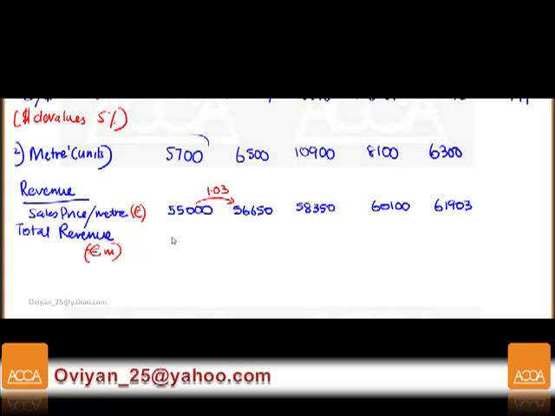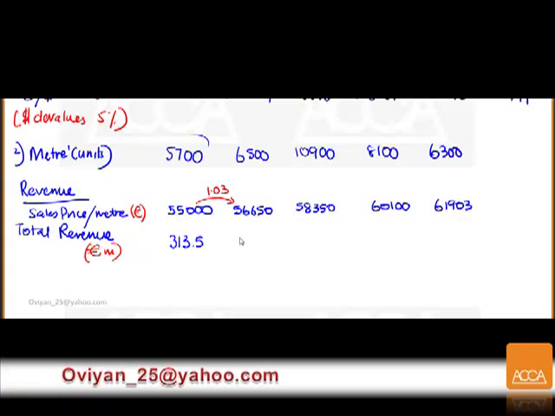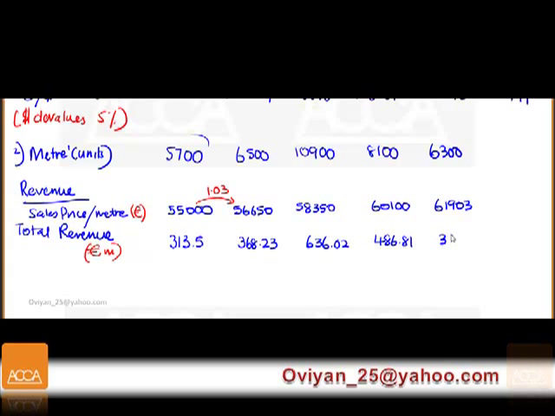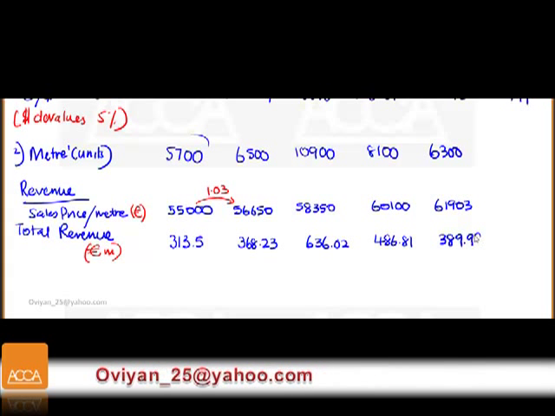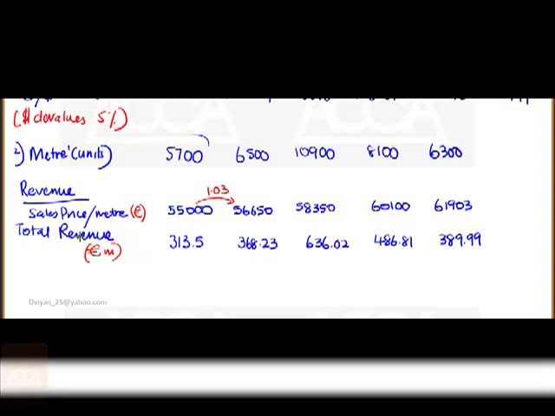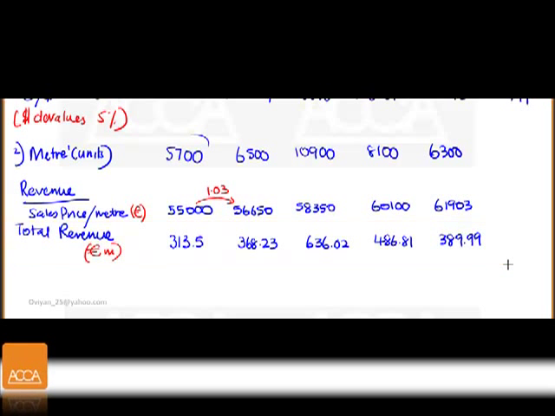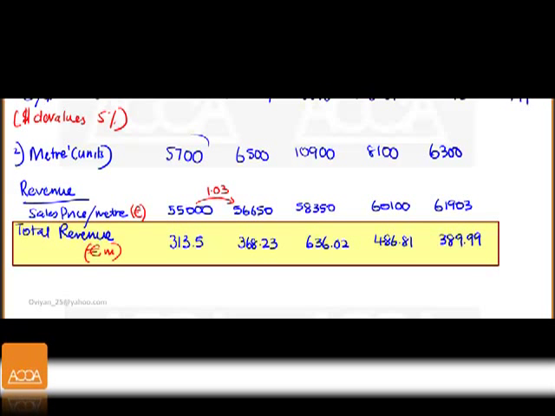So you're going to get here 313.5 million, 368.23, 636.02, and 486.81, and 389.99. Is that okay? So this is going to be my first important figure for my cash flows presentation. That's going to be my revenue.